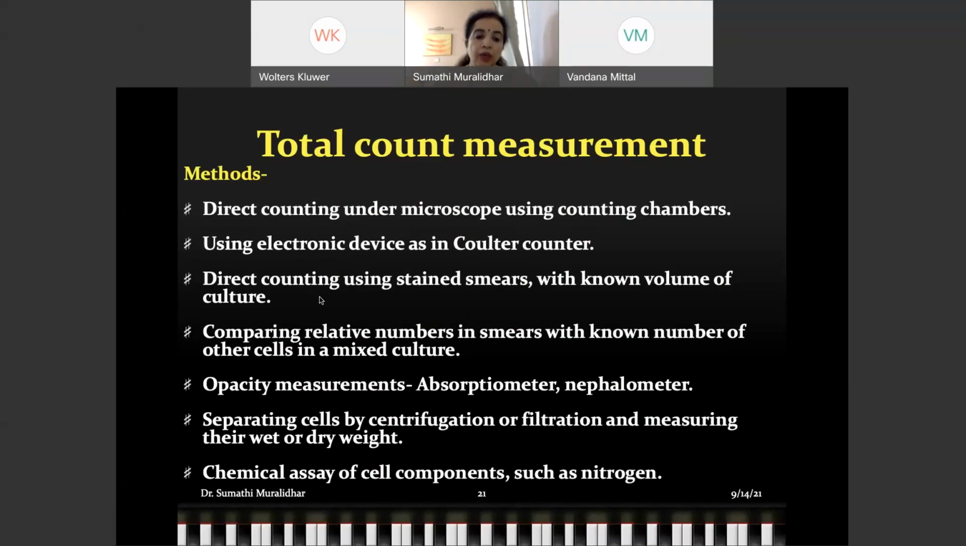Or you can use an opacity measurement tube. I'll show you what it is. Or you can separate the cells by centrifugation or filtration, and then you measure their dry weight or wet weight. Or chemical assay of the cell components such as nitrogen. So there are many methods. We don't usually do this in a diagnostic microbiology laboratory. It is more for a research purpose. So it's not that important for you to know, but you just have to enumerate some of the methods if you are asked in the viva.